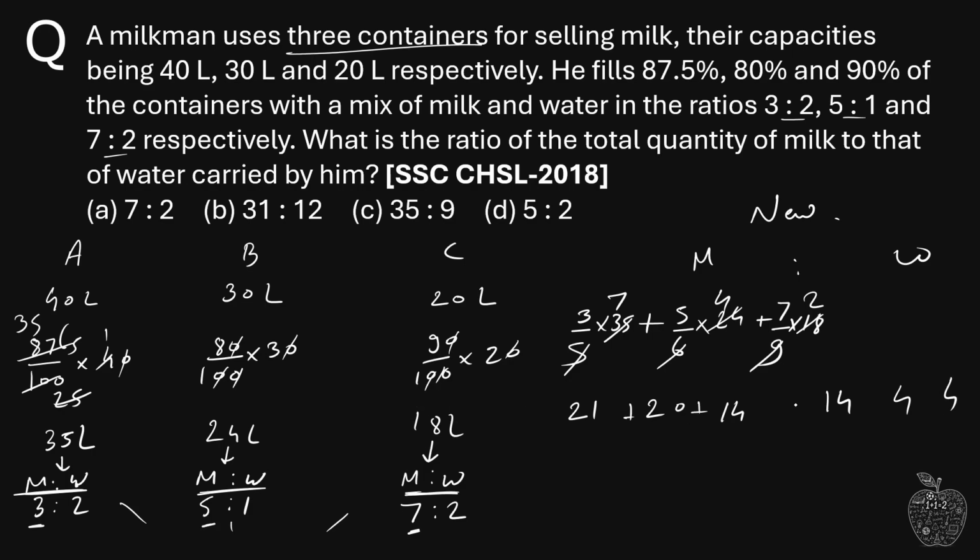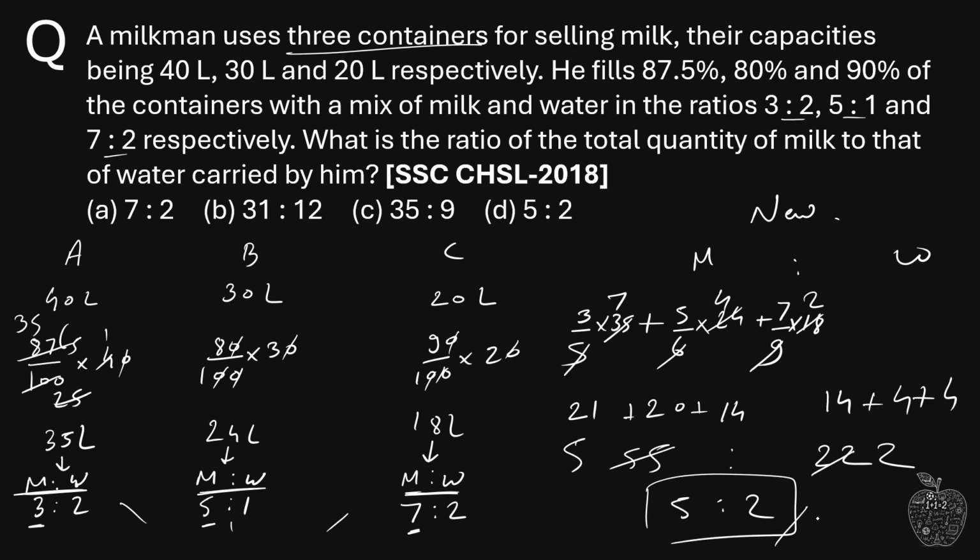So the amount of milk and water that we have here is 21 plus 20 plus 14 will give me 55, and 14 plus 4 plus 4 will give me 22. So the ratio of milk to water is 55:22, or I can say that 11 5s are 55, 11 2s are 22. So 5:2 is the ratio of milk to water in the new mixture. So here this is our required answer, 5:2. Here option D is the correct one.